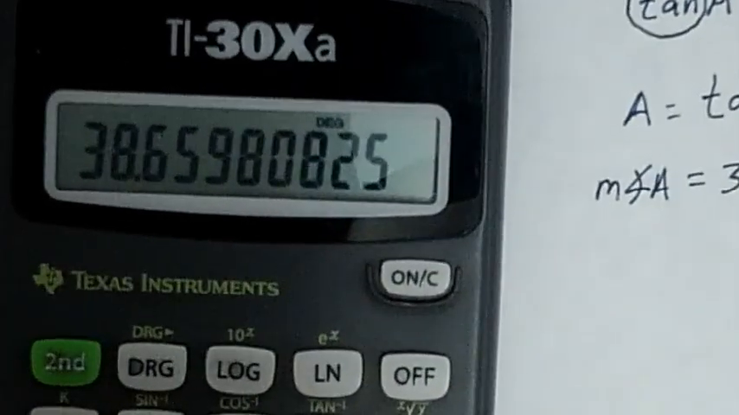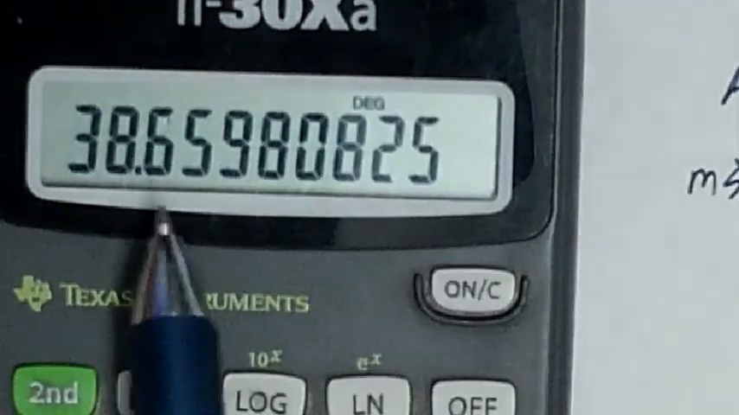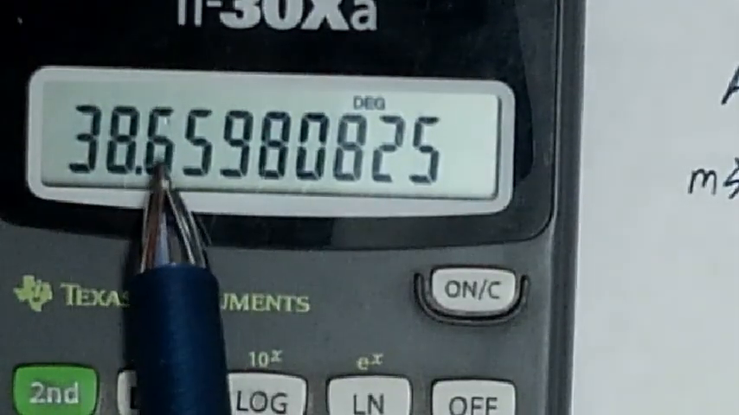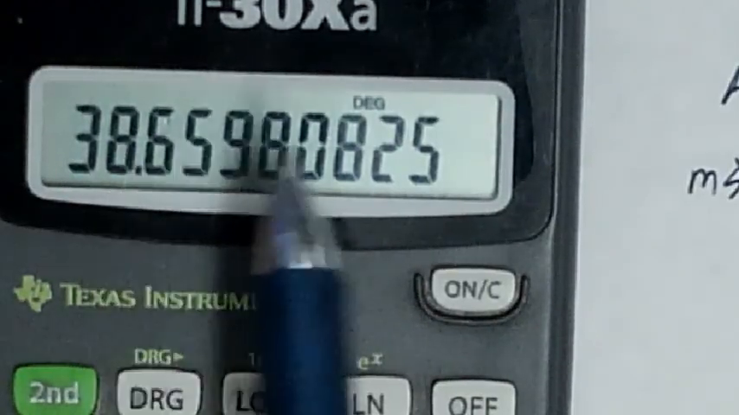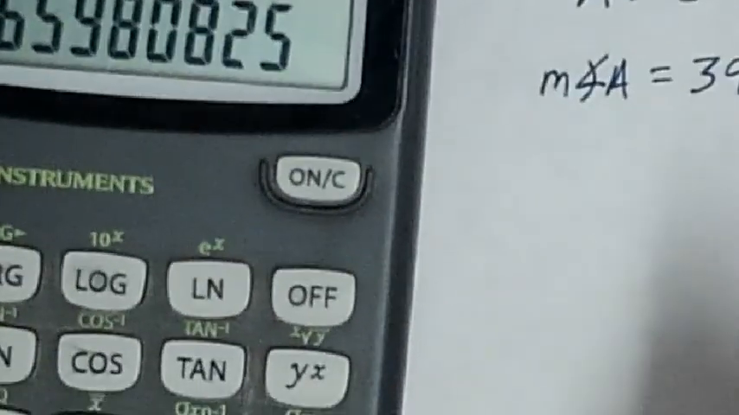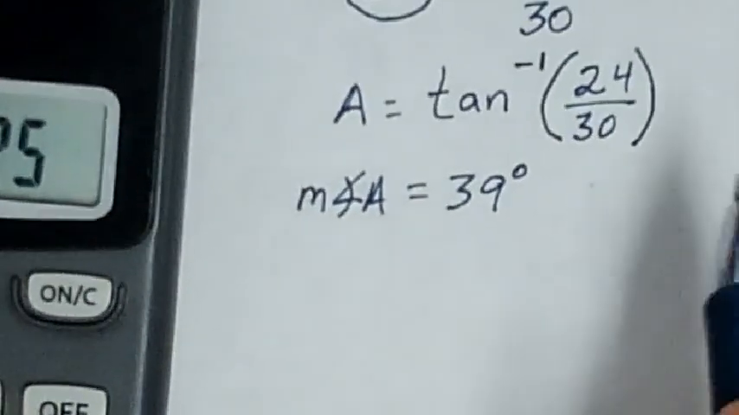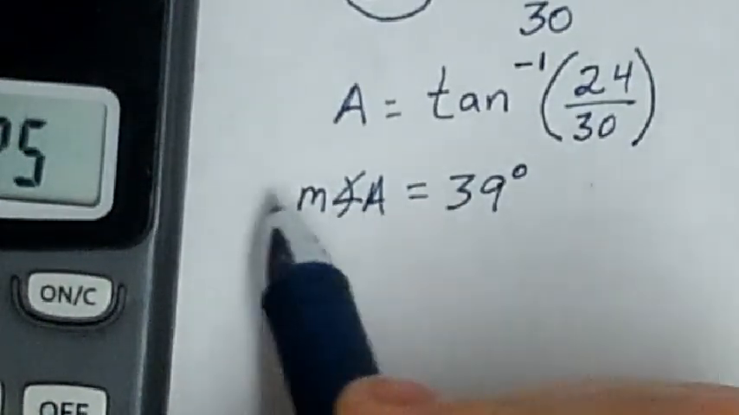And if you notice, you have 38.6. So what does that 6 do to the 8? Stay the same or go up? Thank you. And so the problems we're doing today, we're just rounding to the nearest degree, which is the nearest whole number. And that is our final answer.